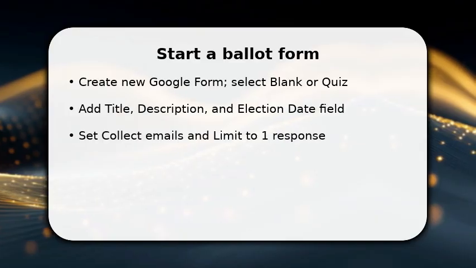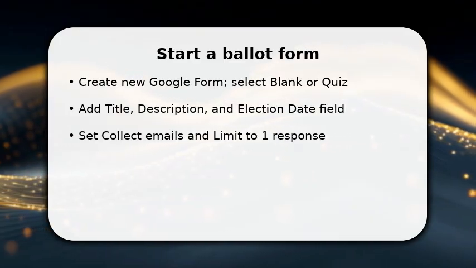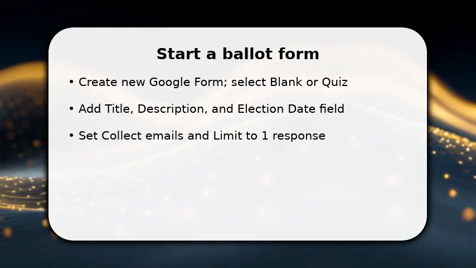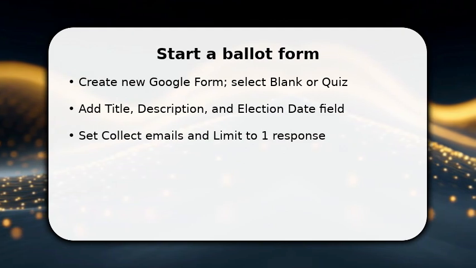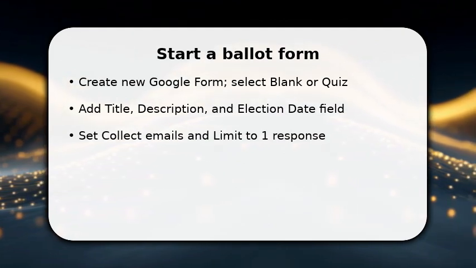Next, choose question type equals multiple choice for single winner races. Add mandatory fields for name and voter ID. These initial steps secure participant identity while keeping form access simple.